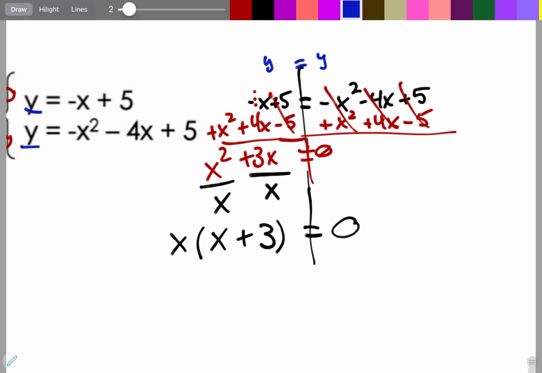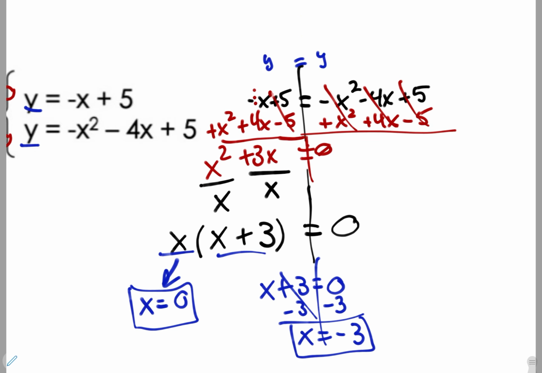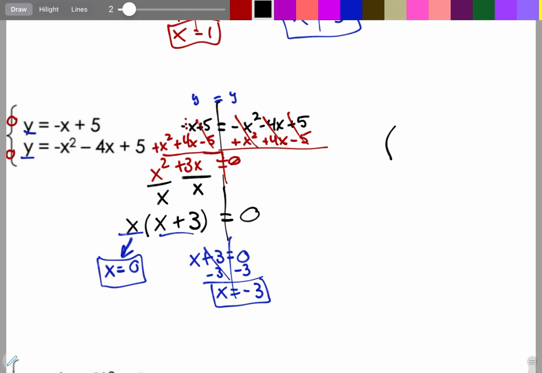So we set both parentheses equal to 0. That's x equals 0. And then we set x plus 3 equal to 0, minus 3 on both sides. x is equal to negative 3. Now, these are our two solutions because both of these have to be set equal to 0. So I got two solutions ready to go. First one is going to be at 0. The second one is going to be at negative 3.